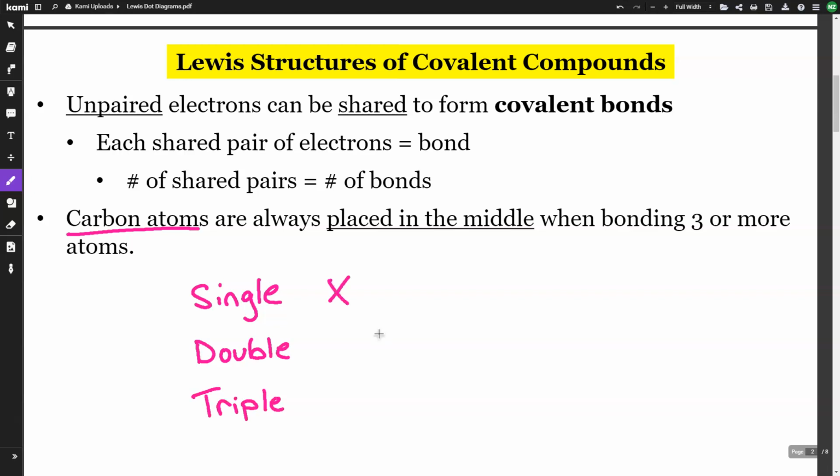A single bond looks like this. You have 2 things and they're bonded with 1 line right here. In a double bond, you guessed it, there are 2 lines right there. And in a triple bond, there are 3 bonds going on, 3 lines. Now each line represents a number of shared electrons. In a single bond, we are sharing 2 electrons between the 2 species here. In a double bond, we are sharing 4. And in a triple bond, we are sharing 6. So single bond 2, double bond 4, triple bond 6.